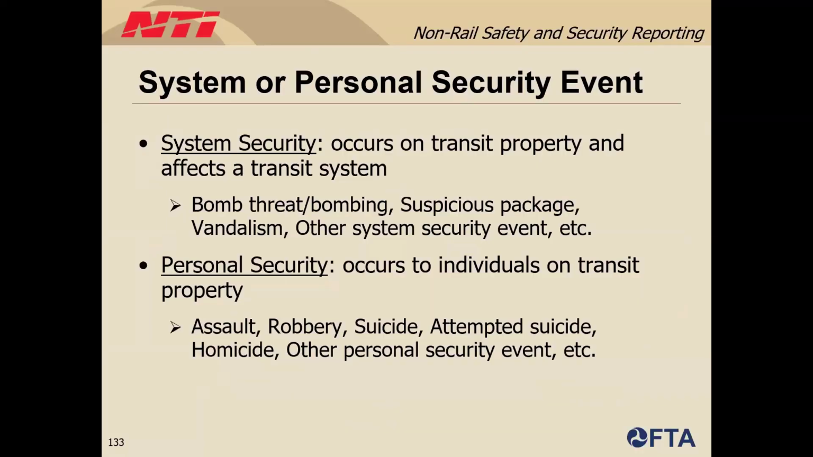There are two categories of security incidences on screen 1: system security or personal security events, which must meet one or more of the following thresholds. System security events occur on transit property and affect the transit system as a whole. Personal security events happen to individuals on transit property or those boarding/alighting a transit vehicle. This is where you would report suicides or attempted suicides that did not involve an impact with a transit vehicle.